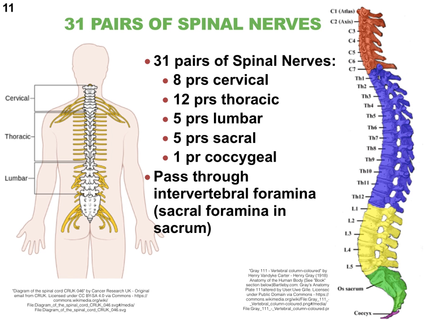And I've mentioned plenty of times that there are a total of 31 pairs. So here we see the breakdown. We have 8 pairs of cervical nerves, 12 pairs of thoracic, 5 pairs of lumbar, 5 pairs of sacral, and 1 pair of coccygeal nerves, referring to the coccyx. So a couple of things to point out that are very interesting with these nerves.